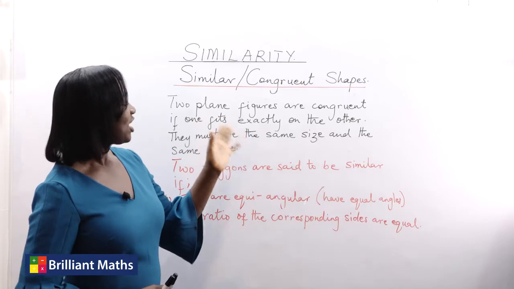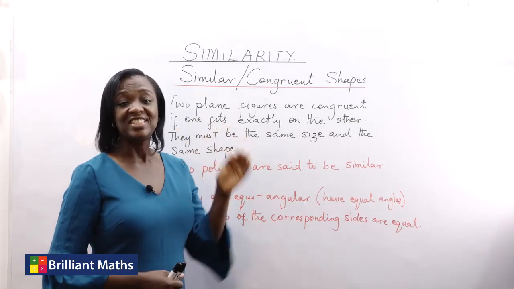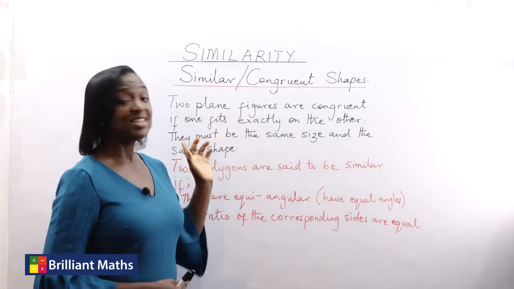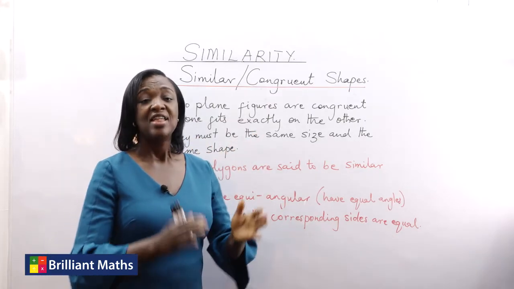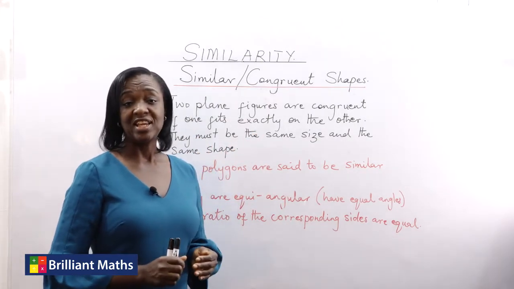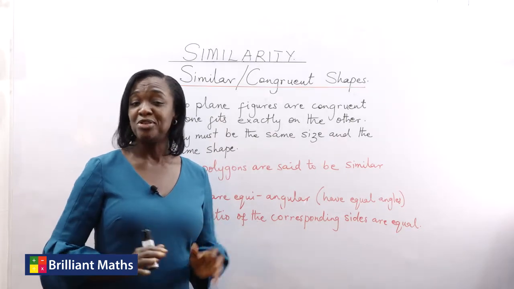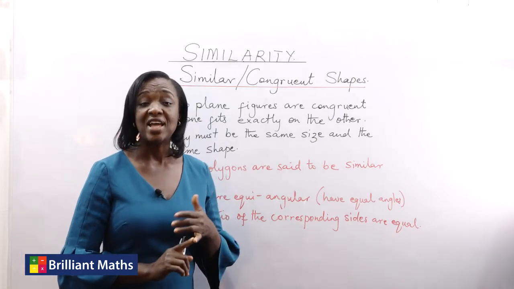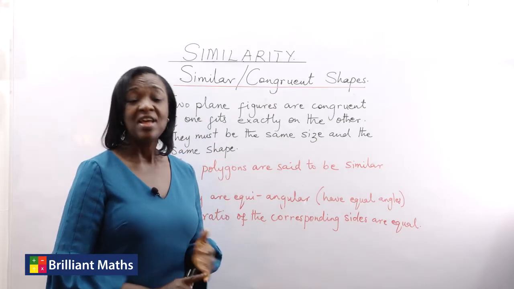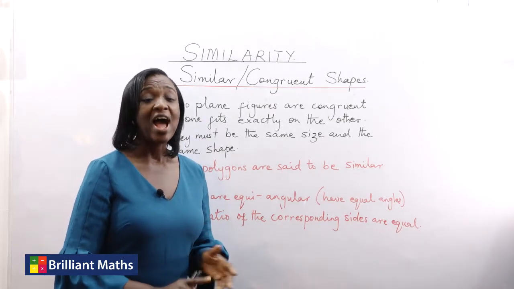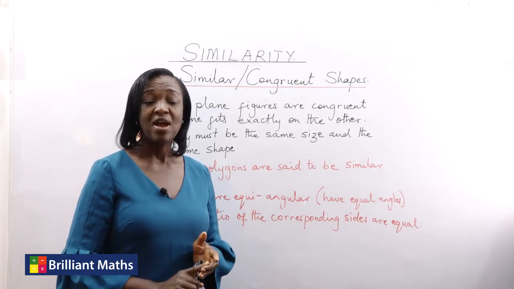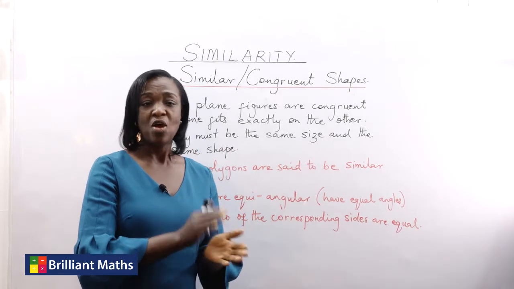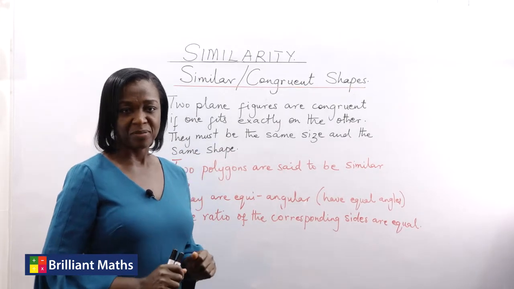Two plane figures are congruent if one fits exactly on the other. They must be the same size and the same shape. The concept of congruency talks about absolute equality. For two shapes to be congruent, it means that they are the same shape, the angles are equal, and the sides of the shape are also equal. One must fit in the other without any difference.